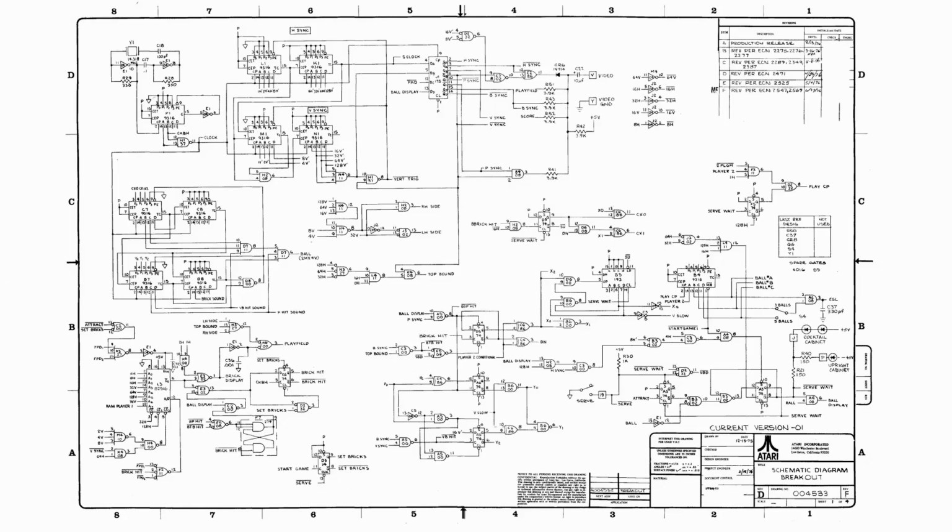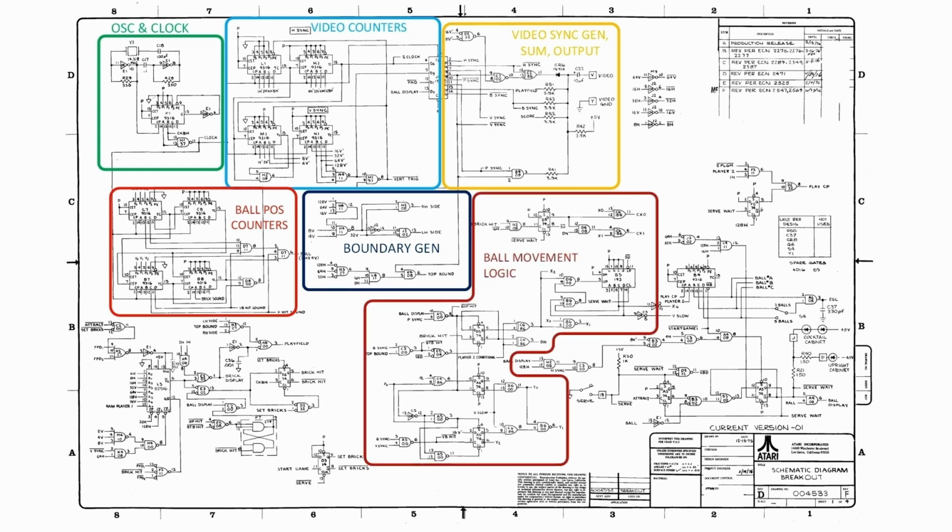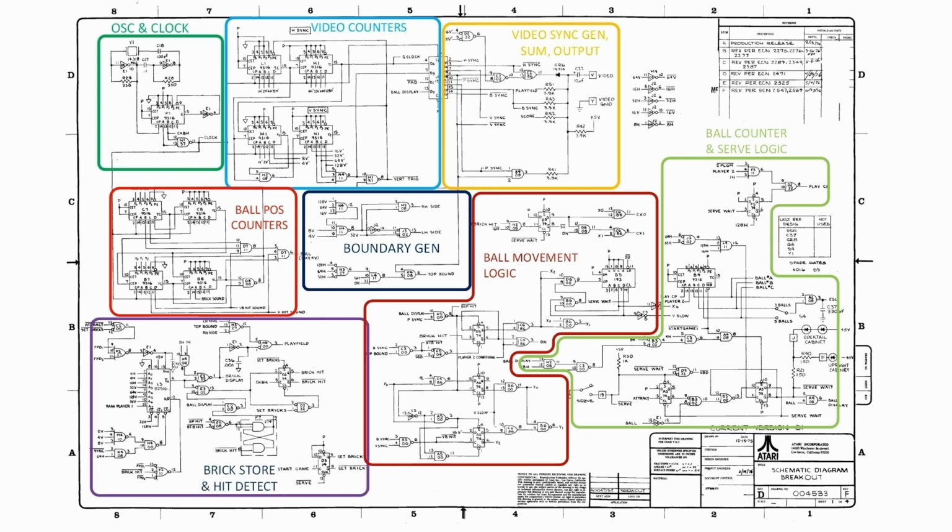So while we're waiting for those prints, let's take a quick overview of the schematic images, and we'll cover more details when we're breadboarding. So on sheet 1, we've got the oscillator and clock generator. We've got the video counters. We have boundary generation, so this is basically the white line around the edge of the screen. We've got the video sync counter, summing, and composite output. We've got the ball position counters and ball movement logic. We've got the ball counter and serve logic. And finally, we have brick storage, display, and hit logic.